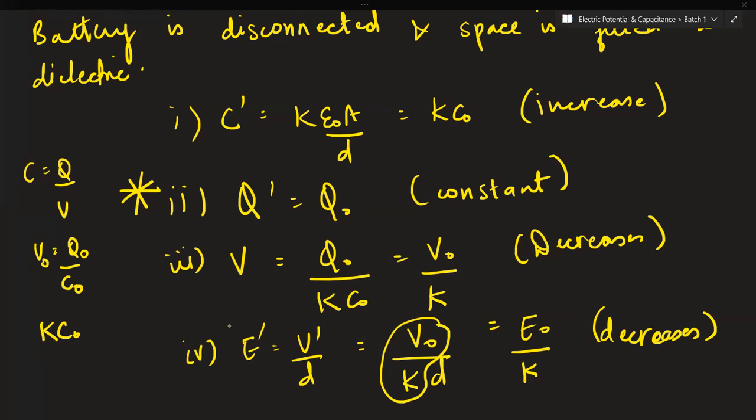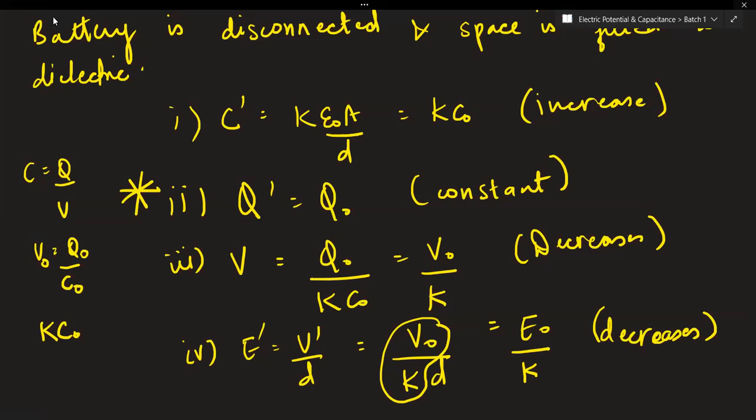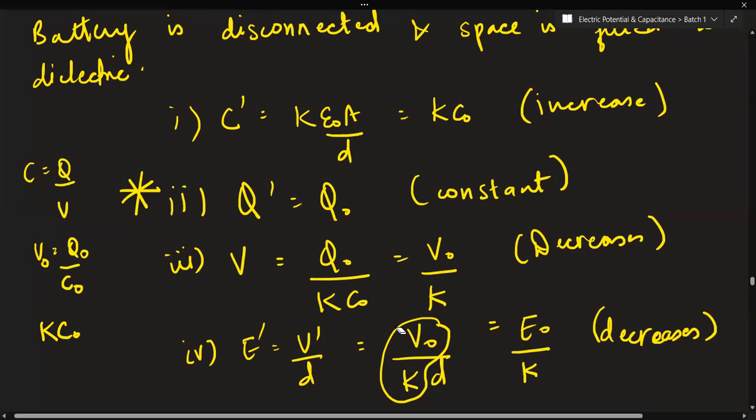In this fourth formula, I was just telling that V naught divided by K is the new potential now. So that's why the electric field is also getting decreased. Nothing. You can just erase it. It has no significance. All right.